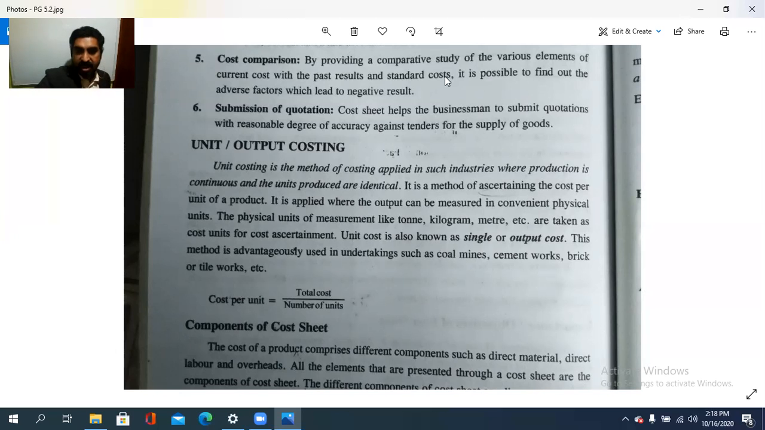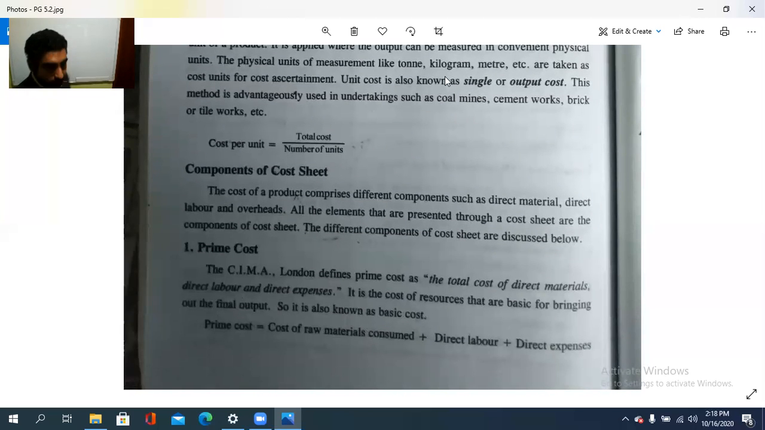Next, we see components of cost sheet. Components of cost sheet, mainly the main is prime cost. Prime cost, the CIMA London defines prime cost as the total cost of what? Direct material. So it is the total of direct material, direct labor plus direct expenses.